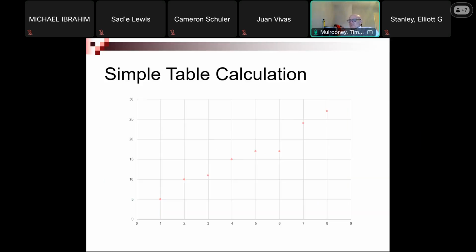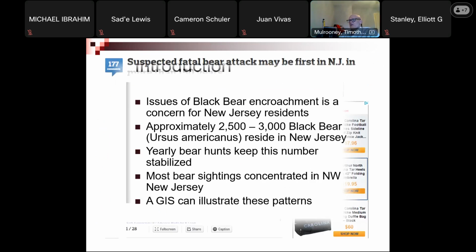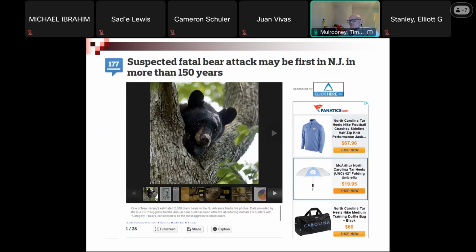Now let's do some practical applications with this. These are some of the things we're going back to with the bear sightings. Black bear in December, they typically have a bear hunt because there are about 2,500 to 3,000 black bear that reside in New Jersey. So these yearly bear hunts help keep it stabilized. Most of them occur in Northwest New Jersey, but all counties in New Jersey have seen them, even though 30 years ago that wasn't the case.